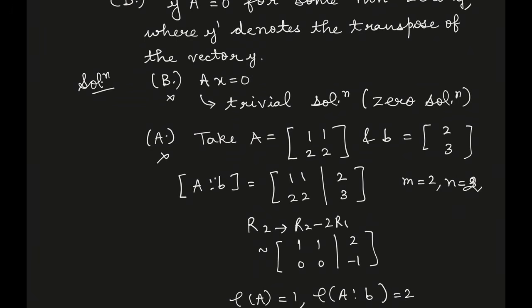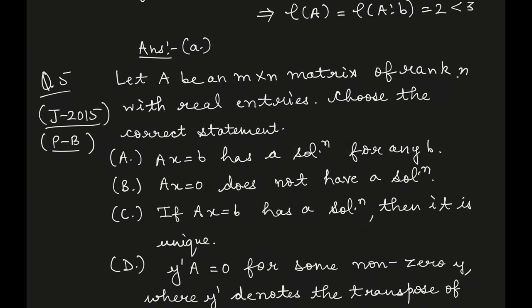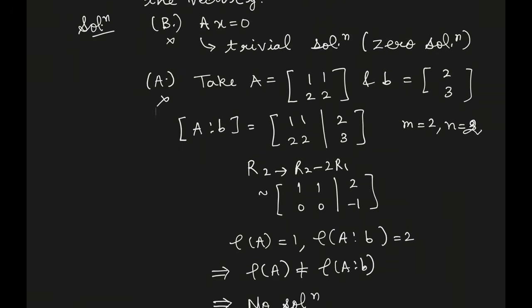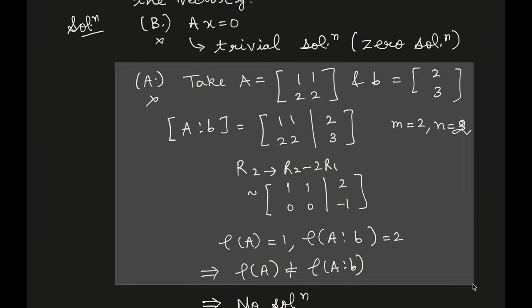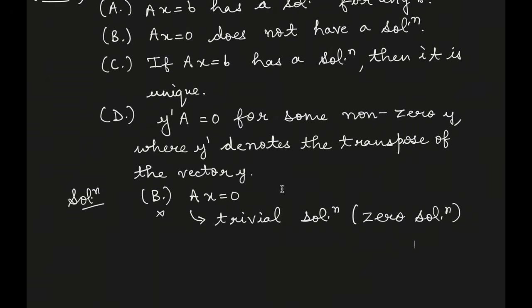This example can't be taken now because the number of variables is 2 and it means rank of A should be 2, because it was given that rank of A is n. So instead of this example I should take the correct one. This will not be correct because rank of A is coming to be 1. It should be 2 because it is given in the question.